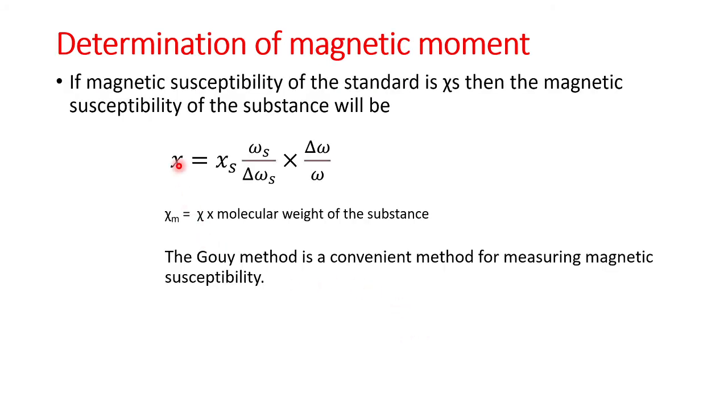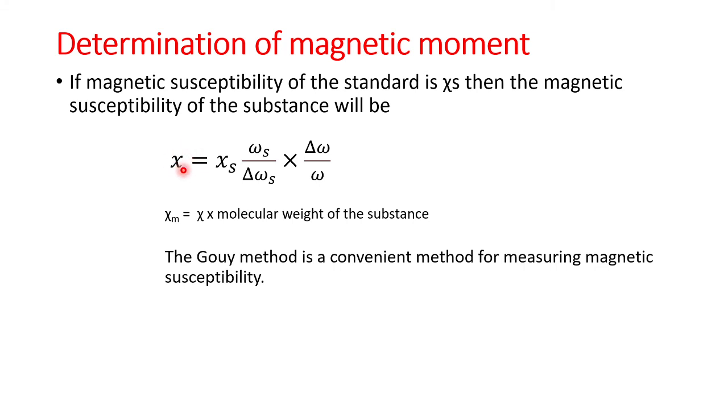Then the formula for the magnetic susceptibility is: the magnetic susceptibility of the standard substance multiplied by Ws, divided by del Ws multiplied by del W divided by W. The magnetic susceptibility of the standard substance is already known, and Ws, del Ws, del W and W we have already calculated. So put all these values in this equation, and then we can calculate the magnetic susceptibility of the unknown substance.